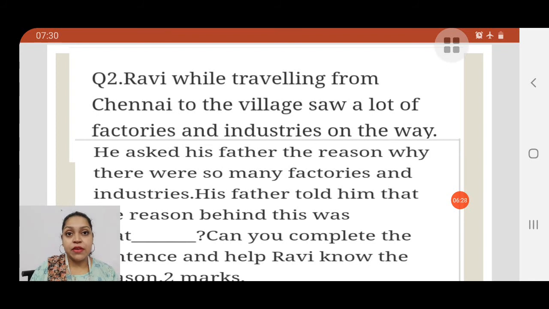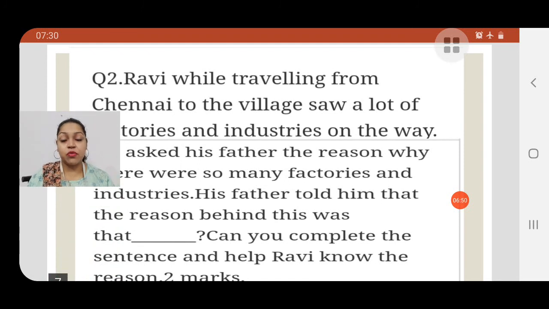Then we come to question number 2. Ravi, while traveling from Chennai to the village, saw a lot of factories and industries. So while he was traveling to the village, he saw lots of factories and industries on the way. He asked his father the reason why there were so many factories and industries. His father told him that the reason behind this was dash. You will have to fill it up. What is the reason his father gave? Can we complete the sentence and help Ravi know the reason? This is also for 2 marks. You will write this on your own.